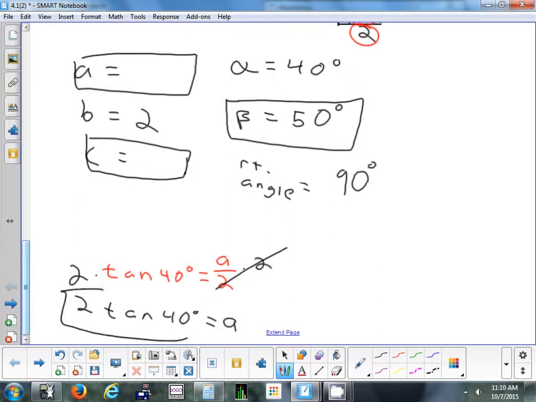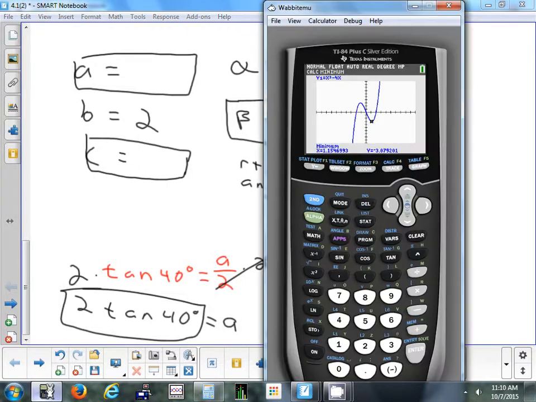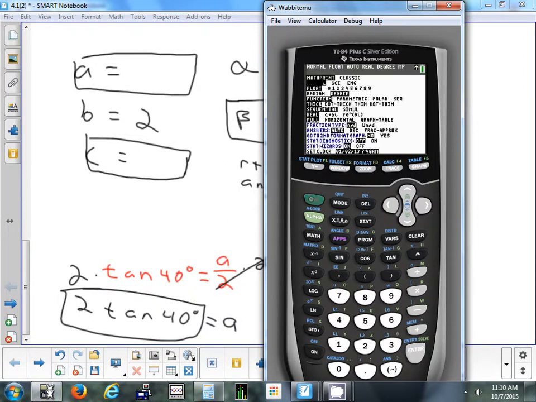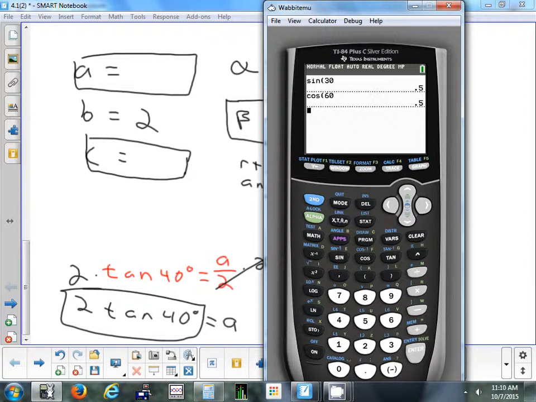Now just figure out what that comes out to. Make sure you're in degrees. All the problems today are in degrees. I'm going to type in 2 tangent 40. So A is about, let's go to 3 decimal places, 1.678.